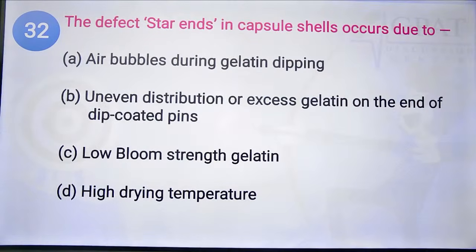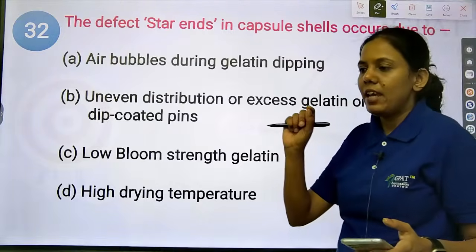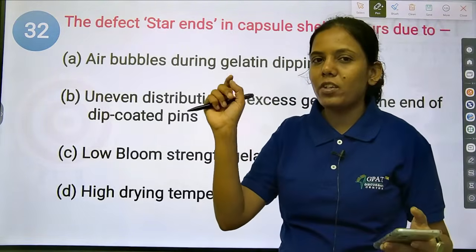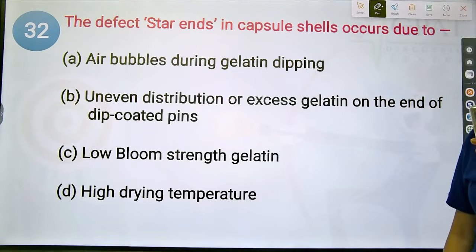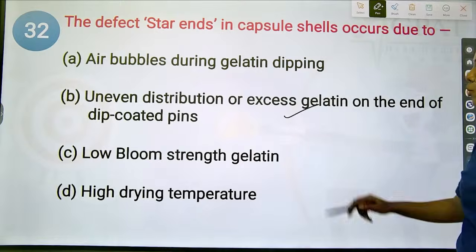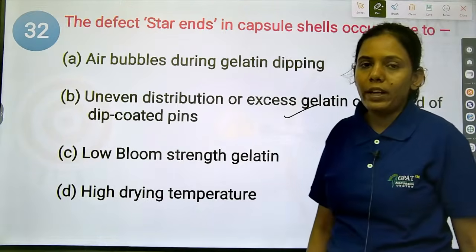Okay, the defect star end in capsule shell occurs due to, we have seen if some star-like structure is there, why does it happen? Option A is air bubbles during gelatin dipping, uneven distribution or excess gelatin on the end of dip coated pins, low bloom strength gelatin, high drying temperature. Why does it happen? Because definitely there is uneven distribution or excess gelatin on the end of the dip coated pins.